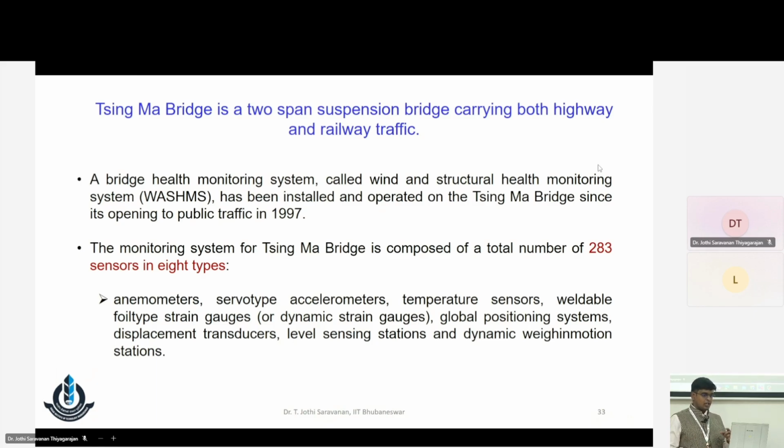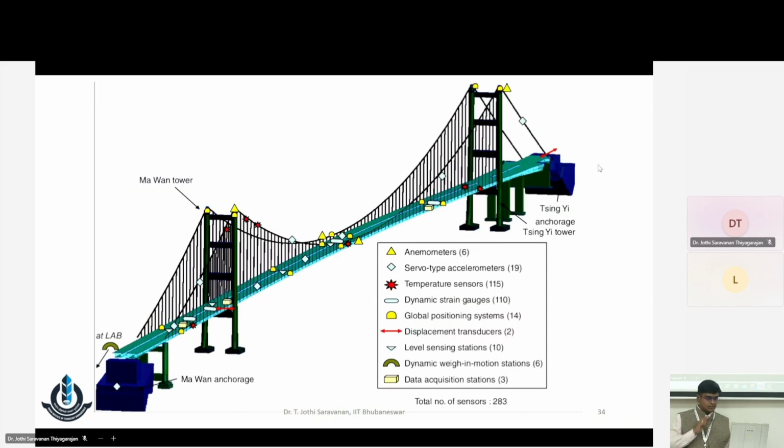They had 8 types of sensors which I have mentioned here. So anemometers are used for what? Wind velocity, to measure that. Then servo type accelerometers, temperature sensors, strain gauges, GPS, displacement transducers, level sensing stations and weighing systems. These are the basic 8 things they have used. Let me show that figure. So you can see how the sensor placement is done here.